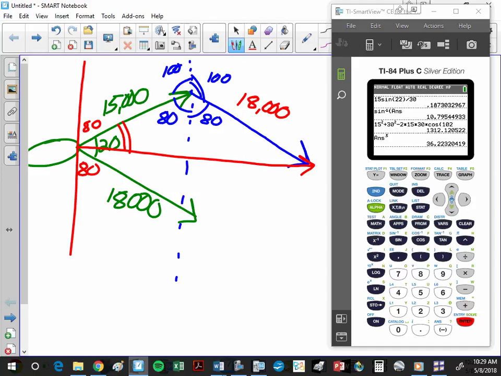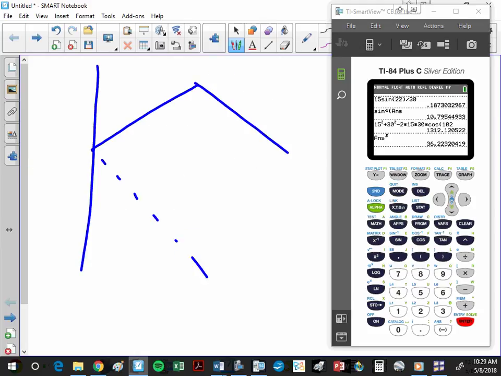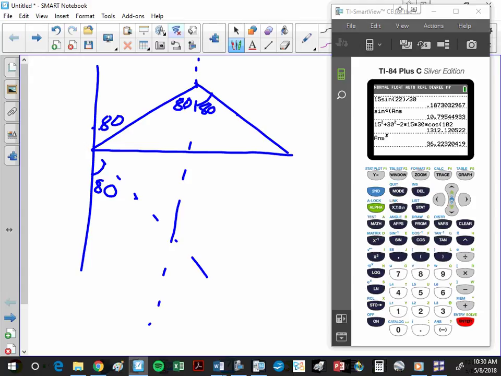So this is 100, this is 80, and this is 80. So now, okay, let me do that again. I really confused you guys. I'm sorry. Okay, this is 80, and this is 80. So if I draw a parallel line, these are alternate interior, so they're equal. Right? Okay, and then this angle and this angle match, because this line and this line are parallel. So that's also 80. So we're just going to turn that into 160, and then this is 15,000, and this is 18,000.